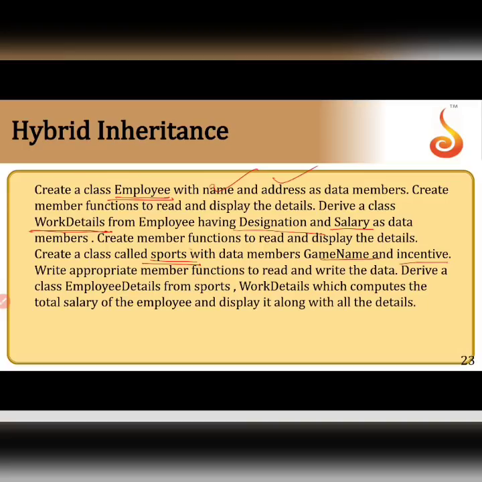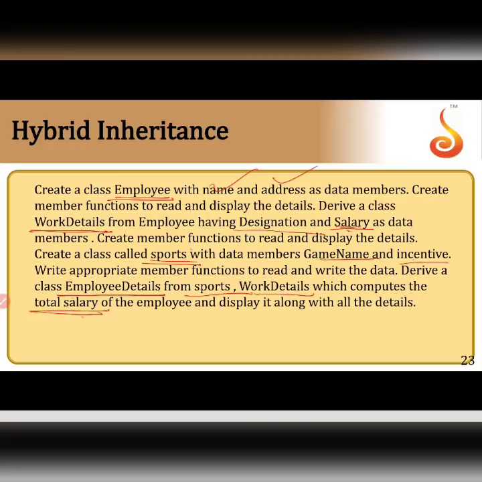Then derive a class employee details from sports and work details. Here you can see multiple inheritance because employee details has two base classes, one is sports and one is work details. Getting it? So, you will have a class employee which is not related, then from that you are deriving a class work details. Fine. And then you have a sports class which is not related to employee or work details. And then you have employee details, a class derived through multiple inheritance because it will have two base classes, sports and work details, which computes the total salary. Here the total salary will be the salary plus the incentives. So the salary of the class work details plus the incentives of the sports class would be the total salary.